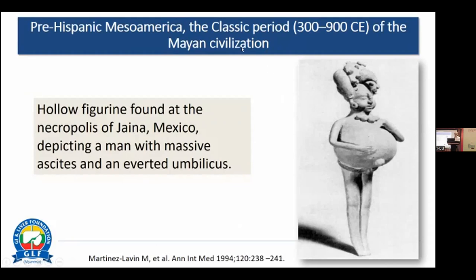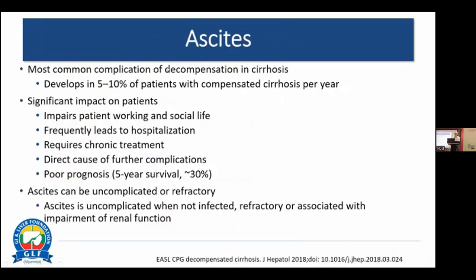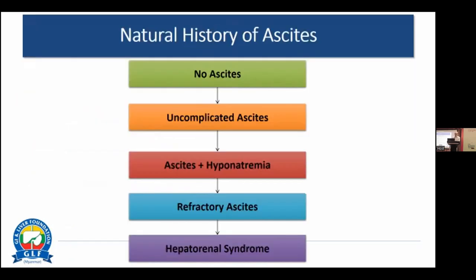Ascites is one of the common complications of decompensated cirrhosis. In general, it has a significant impact on social life and rates of hospitalization, requires chronic treatment, is associated with other complications, and carries a poor prognosis. In the natural history, there is progression from no ascites to uncomplicated ascites, followed by hyponatremia, then refractory ascites and hepatorenal syndrome.